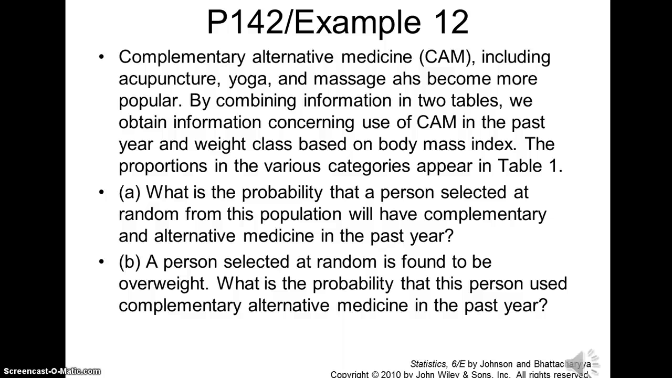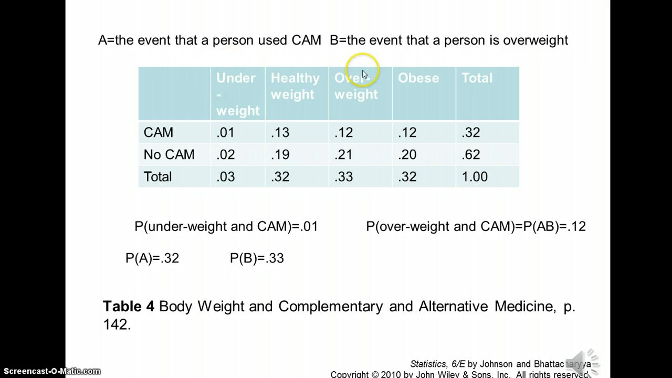In this video, we're going to talk about conditional probability. Let's look at this example on page 142. Complementary alternative medicine, including acupuncture, yoga, and massage. We have information concerning use of CAM in the past year and weight class based on body mass index. So let's look at the table here.